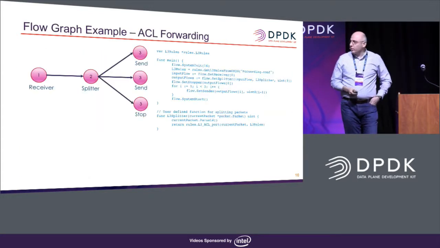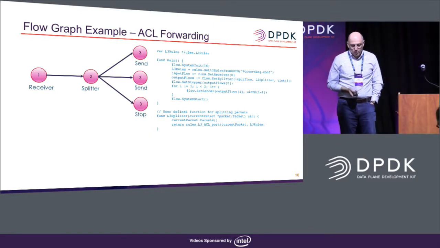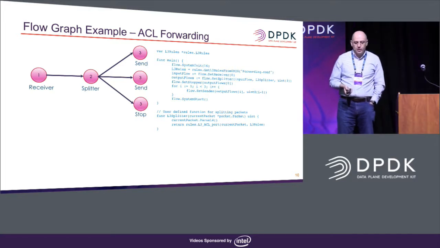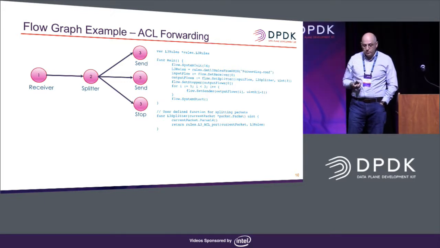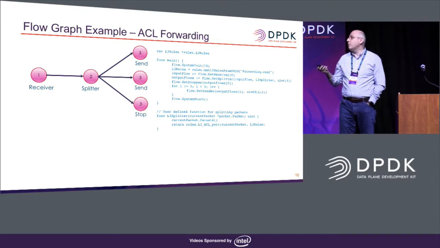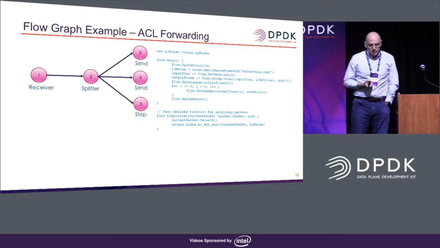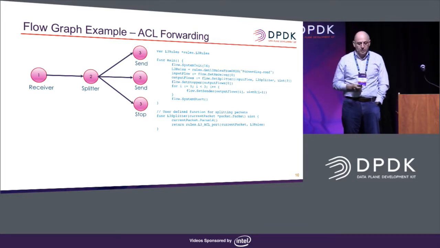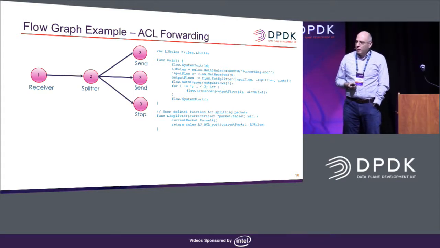And here is a small example. I hope you see it, where we create this processing graph to do simple ACL forwarding. So this is the structure that will hold the rules. It's defined in the framework. Then we do the flow system init, 16 cores. We tell the framework that we can use up to 16 cores. It will not use these 16 cores immediately, but we allow it to scale up to 16 cores.